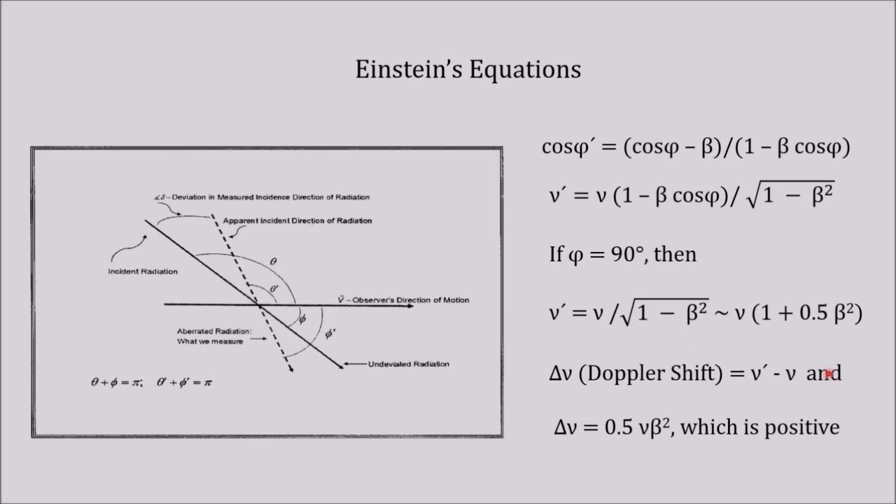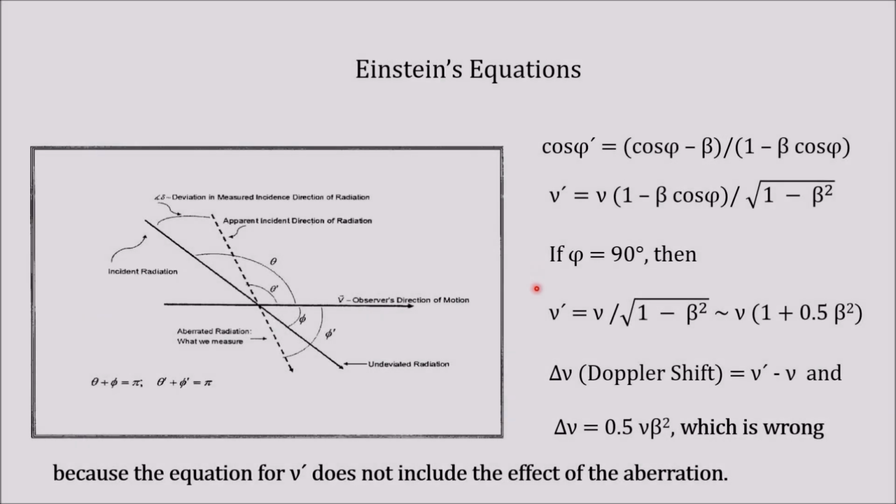To reiterate, when we expand this using a small beta approximation, this is what we get for the Doppler. Doppler is the difference between the two. The Doppler shift is the difference between these two frequencies, the original and the shifted. And what we get is a bias, a permanent bias on the order of beta squared, which is positive.